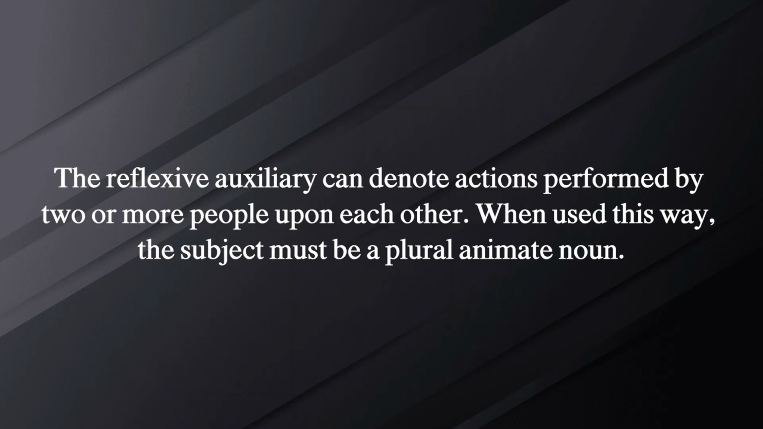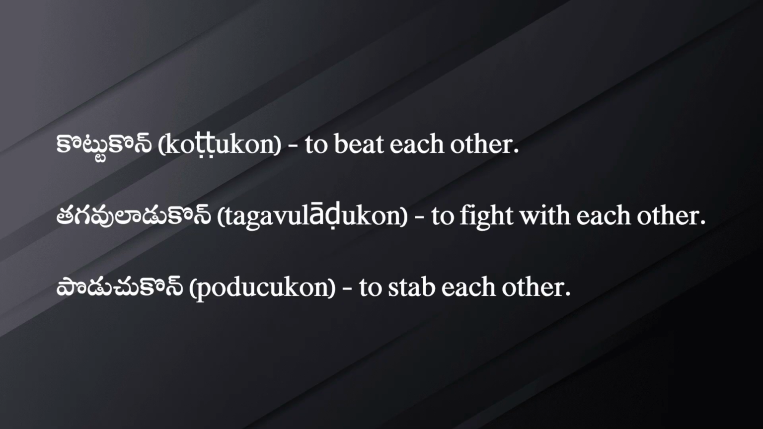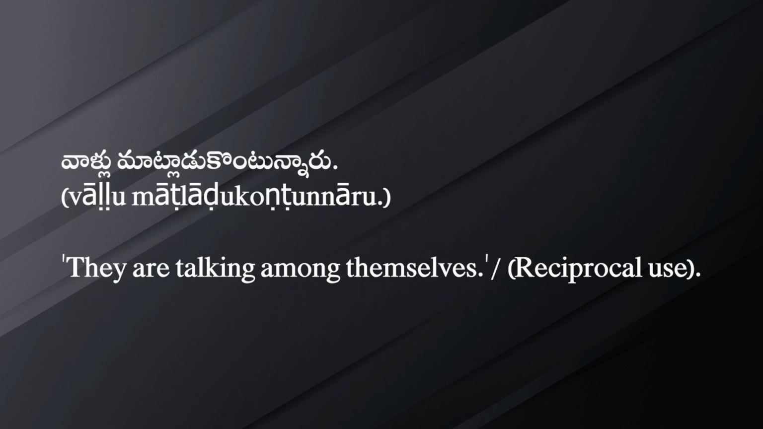The reflexive auxiliary can denote actions performed by two or more people upon each other. When used this way, the subject must be a plural animate noun. Example, kottukonu, to beat each other, tagulaadukonu, to fight with each other, poduchukonu, to stab each other. Example, vaallu maatlaadukuntunnaaru. They are talking among themselves. It is a reciprocal use.